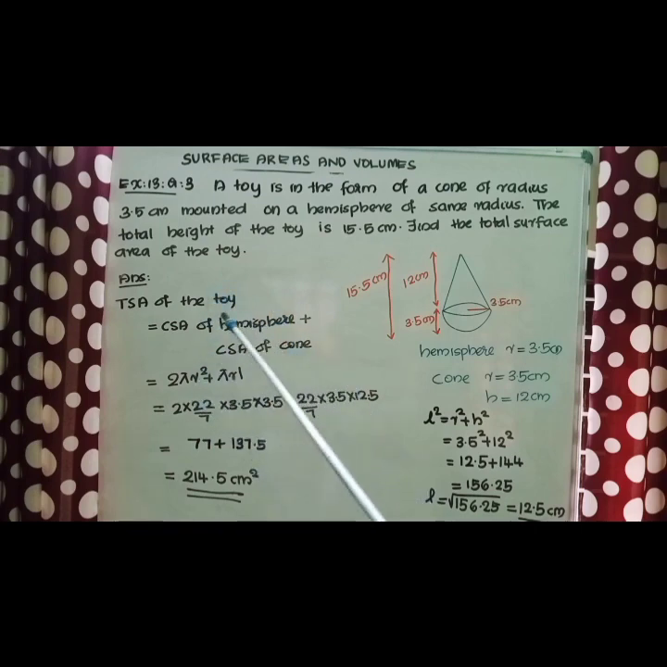The formula to find CSA of hemisphere is 2πr². CSA of cone is πrl. Here radius of hemisphere is 3.5 centimeter. Radius of cone is also 3.5 centimeter. Slant height of cone is missing. So let us find out the slant height of the cone first.